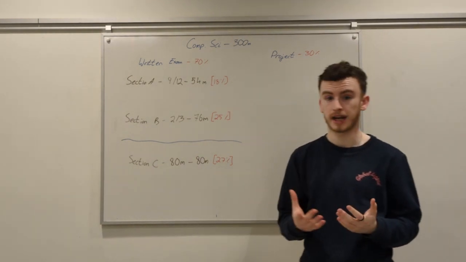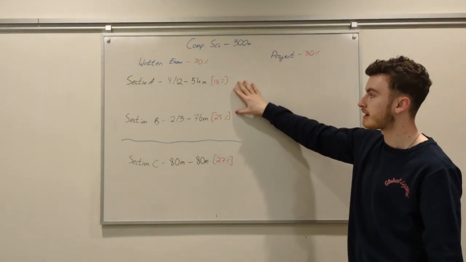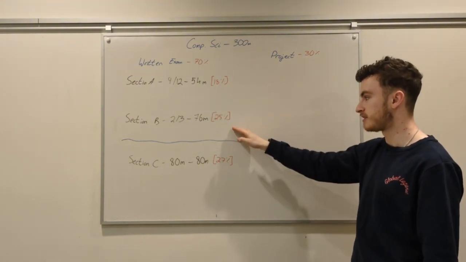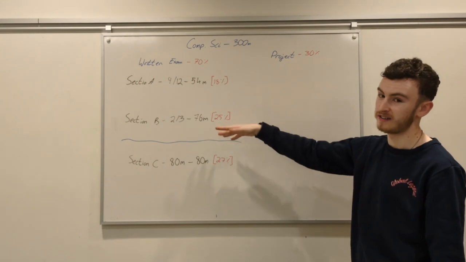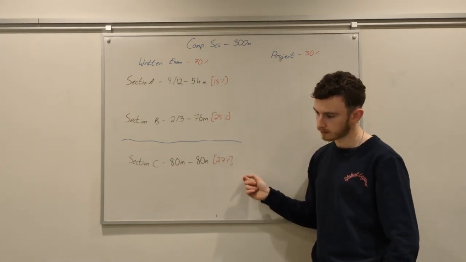So in terms of timing that I would recommend, as I said, an hour and a half for section A and section B. I'd recommend probably about 40 minutes for section A, and then 50 minutes for section B. So about 25 minutes per long question. Section C, then obviously you get the full hour.